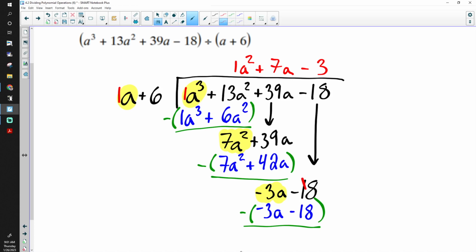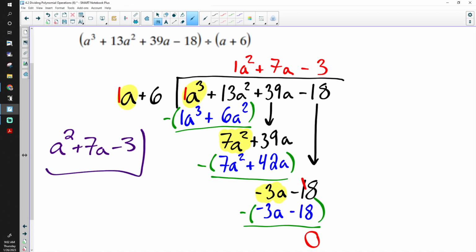And what's our remainder? 0. So our final answer for this last example is up on the top, a squared plus 7a minus 3. And there we go.